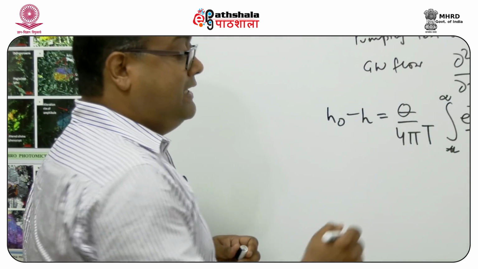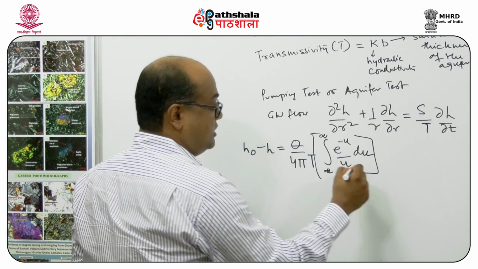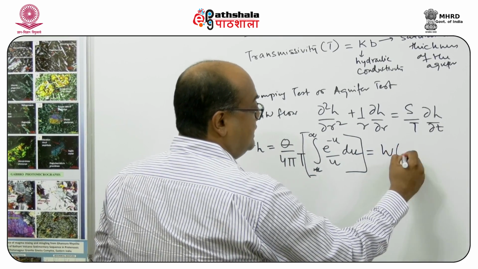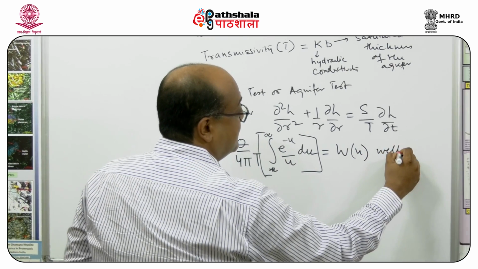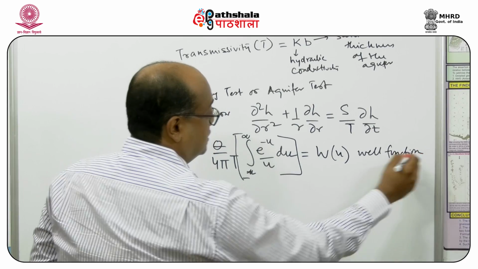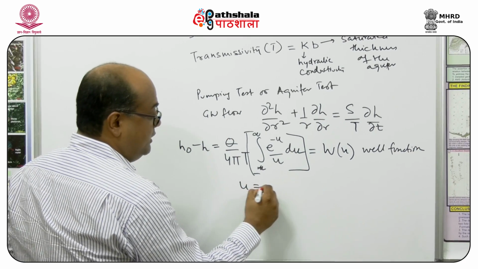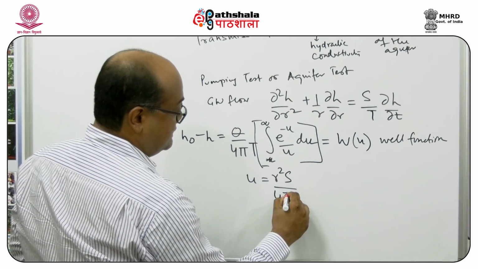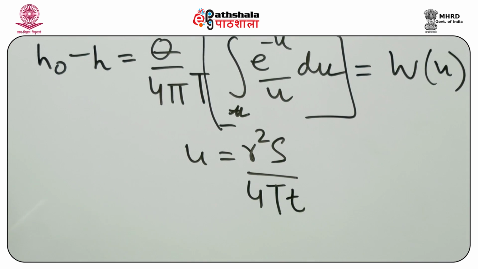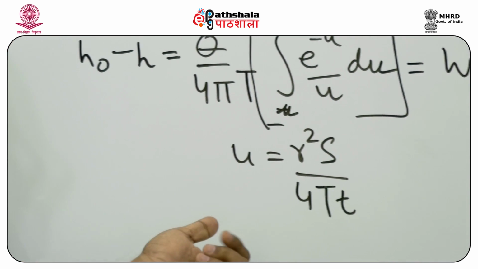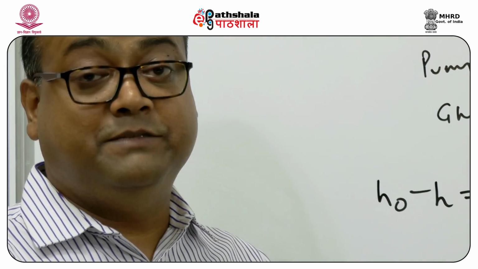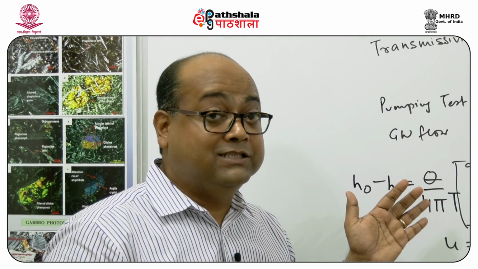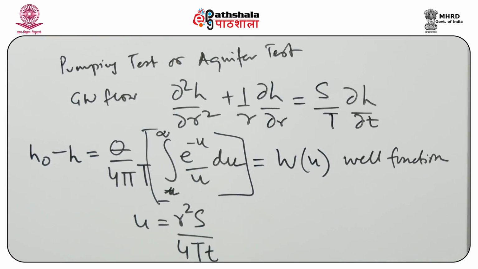Now, this integral part of the equation is represented by W(u), which is also known as the well function. Now, what is u? u is given by r²S/(4Tt), where T is the transmissivity, small t is the time, S is the storativity, and r is the distance to the observation well where it is located.